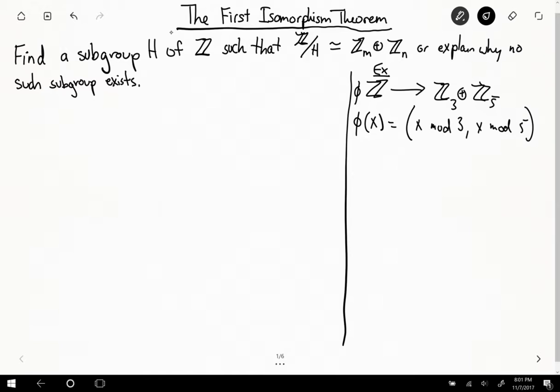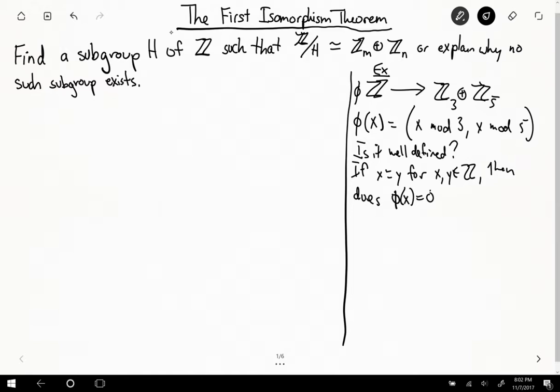And so there's some questions that should be popping in your head. The first question: is it well defined? Is this actually a well-defined mapping? What does that mean? Well, it means if x equals y for x and y being integers, then does phi of x equal phi of y? This is usually glossed over. A lot of people don't pay attention to it, but it's actually quite important.